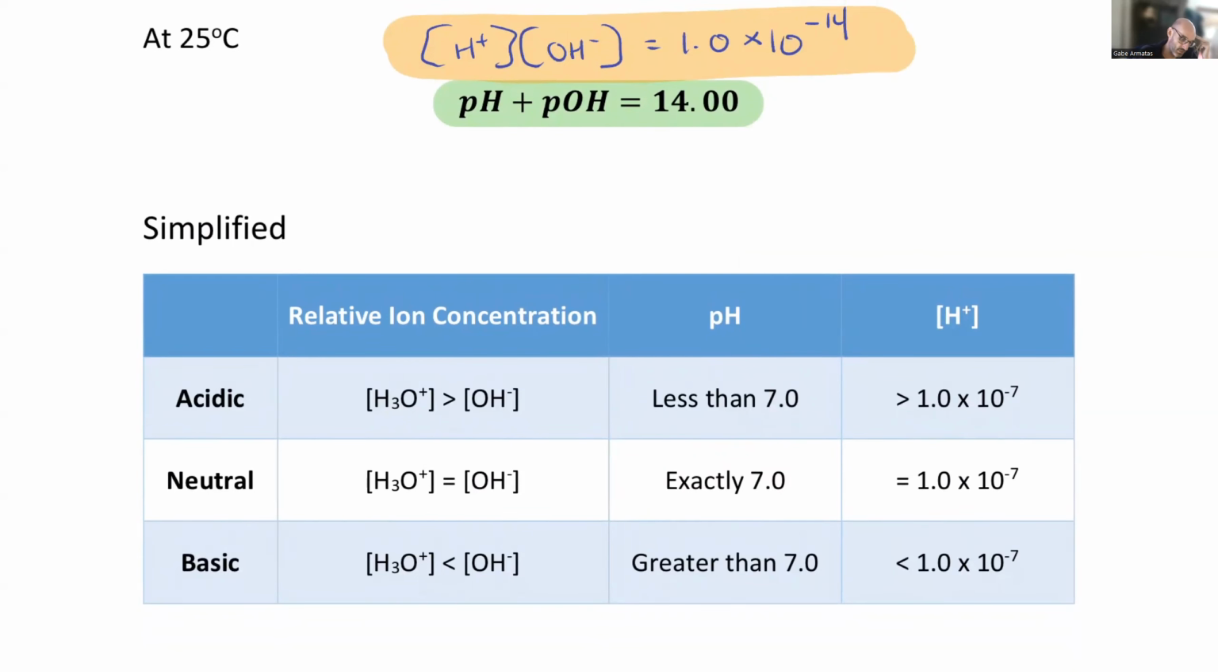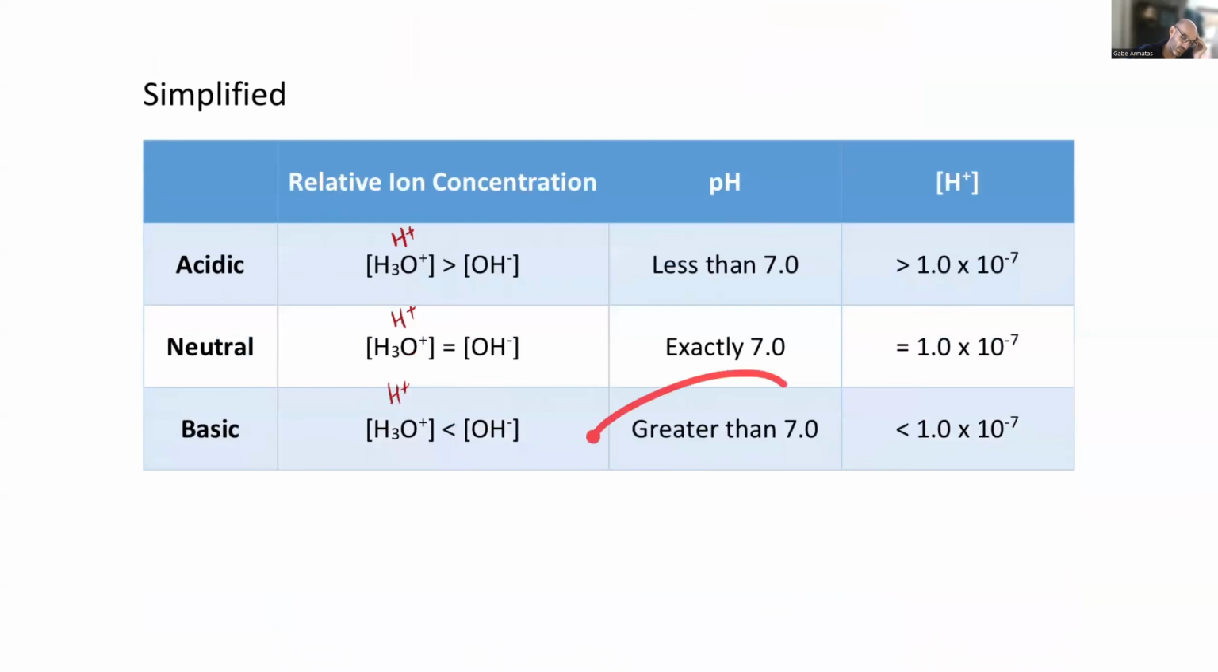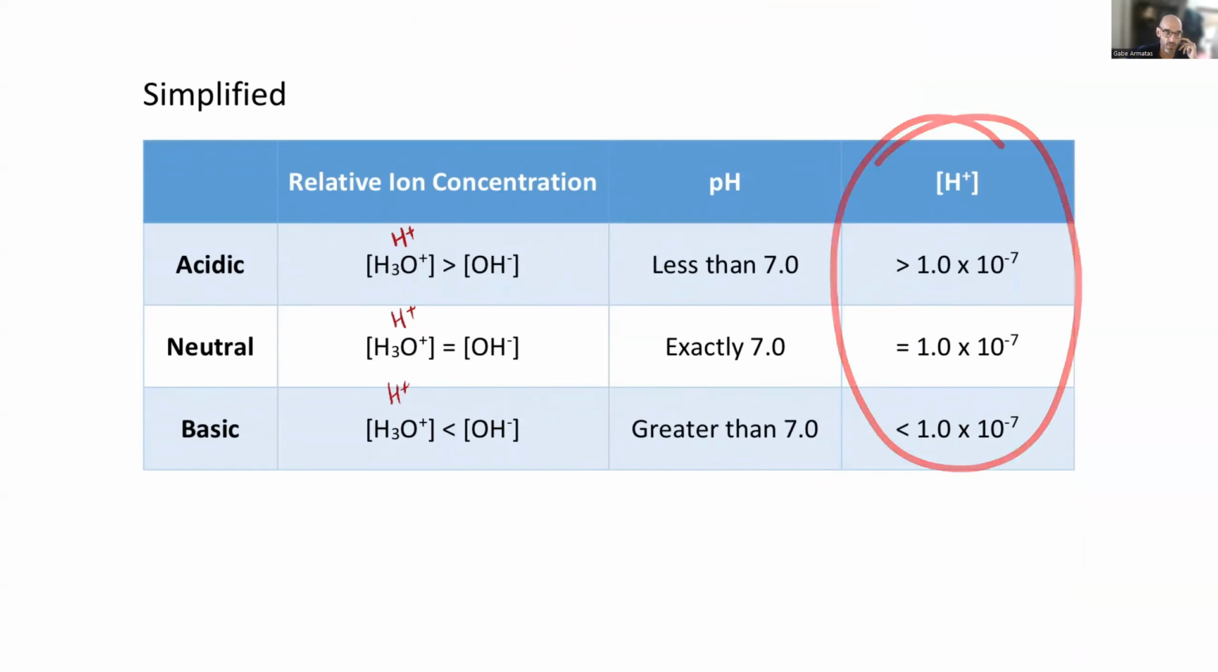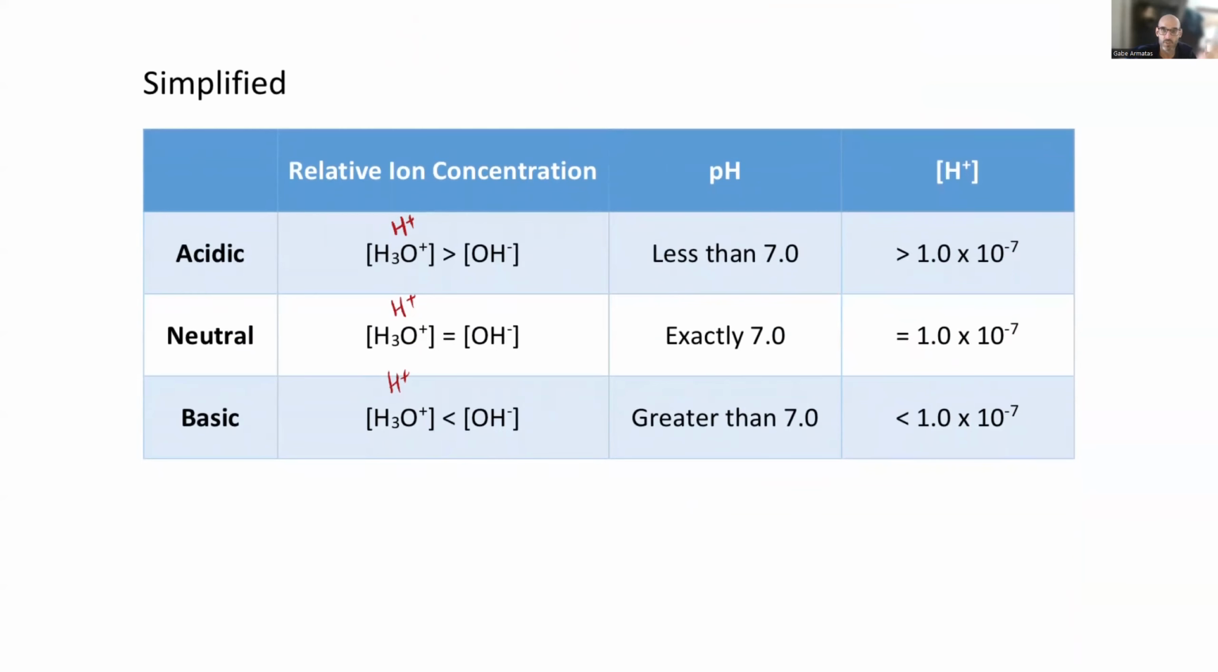So simplifying this idea, and we haven't really discussed this much, anything that has a higher concentration of H3O plus, or again, that's just simply H plus, is going to be acidic. More H plus in solution means acidic, and the pH is going to be less than 7. More OH minus in solution means greater than 7. So the pH is greater than 7, and pH is the term we use to measure acidity. And this is the concentration of H plus. So just keep that in mind.